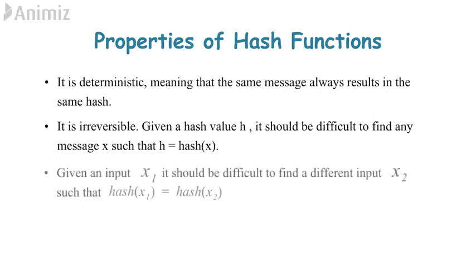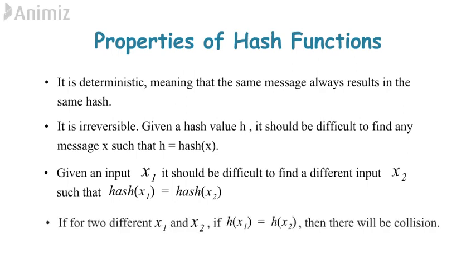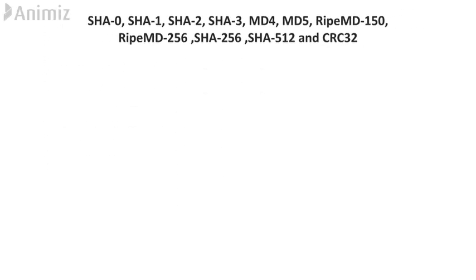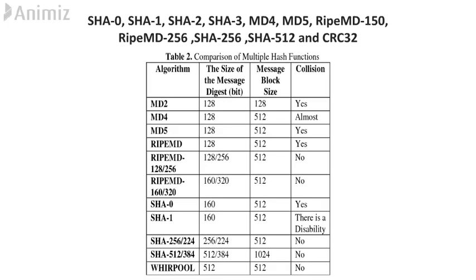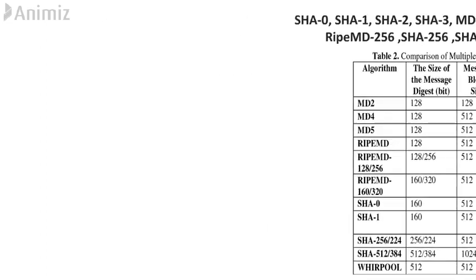The third property is that given an input x1, it should be difficult to find a different input x2 such that hash of x1 is equal to hash of x2. Collision occurs when two different inputs have the same hash value. These are the different types of hash generators with different algorithms and different digest lengths. This table shows the size of the digest for different hash algorithms, message block size, and the presence of collision.